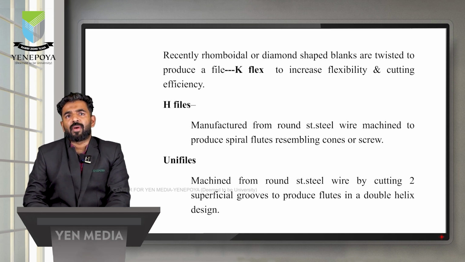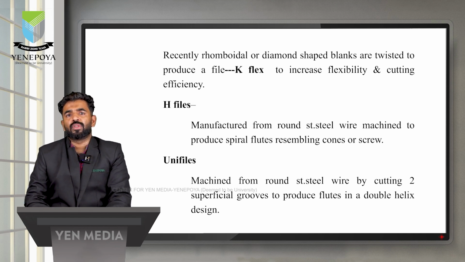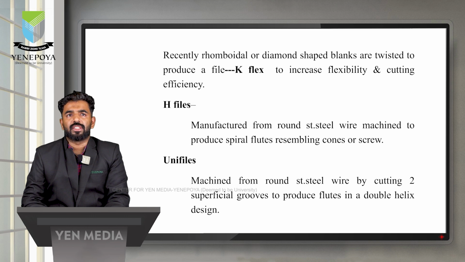The H-file is manufactured from round stainless steel wire machined to produce a spiral flute resembling a cone or screw. Unifiles are machined from round stainless steel wire by cutting two superficial grooves, producing the flutes in a double helix design.